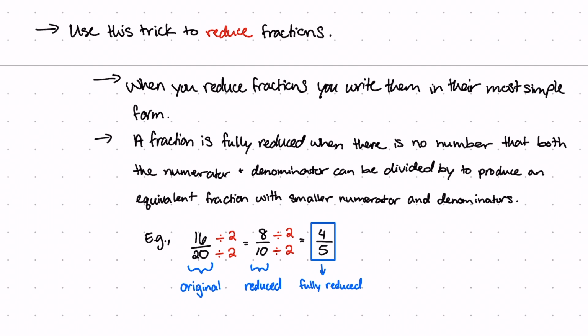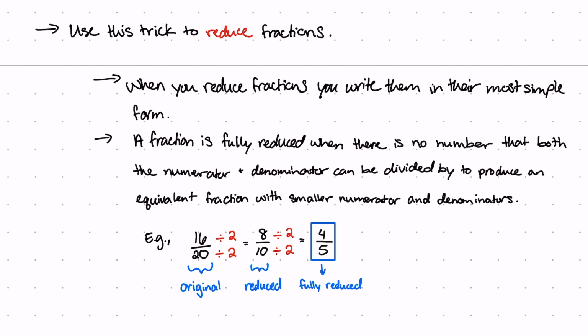And if we divide both the numerator and the denominator by 2, and we can recognize we can do this because they're both even numbers, and even numbers can always be divided by 2. So that's just a little hack. But if we divide the numerator and the denominator by 2, we get 8/10.